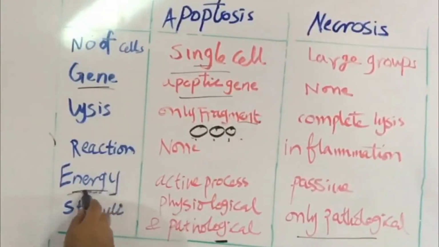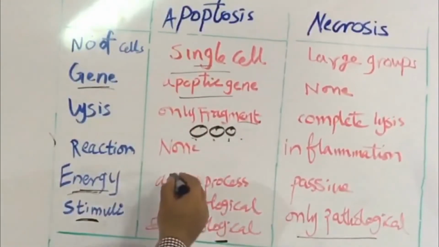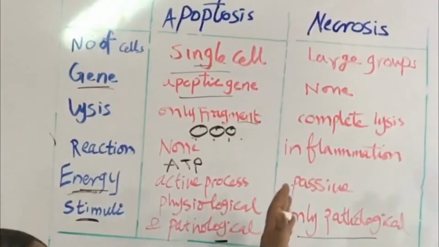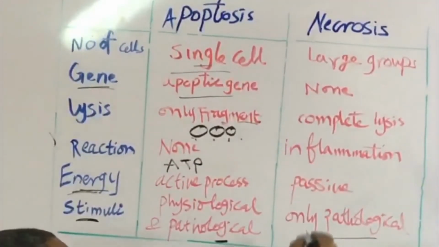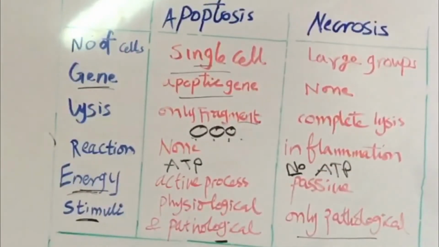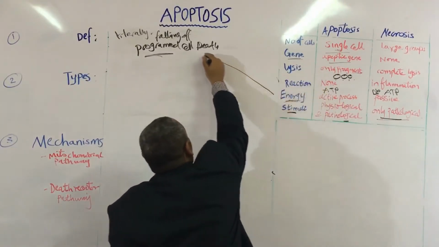Energy consumption: if you remember, we have said that apoptosis is an active process, so it needs ATP. There is ATP consumption, unlike necrosis, which is a passive process without consumption of ATP. Also, if you remember, apoptosis can result from physiological or pathological stimuli, unlike necrosis, which is only from pathological stimuli. So all these points will help you in the definition.